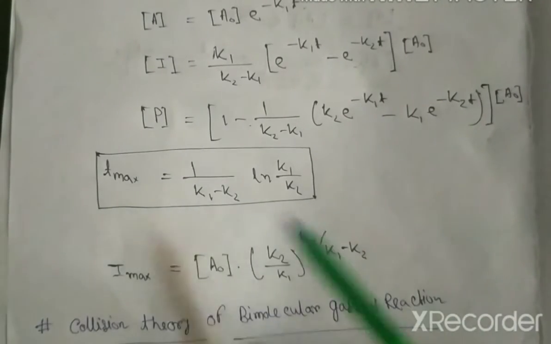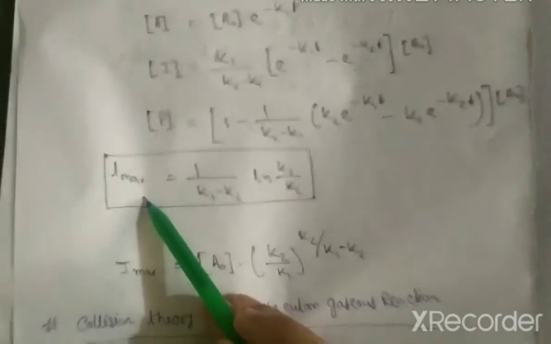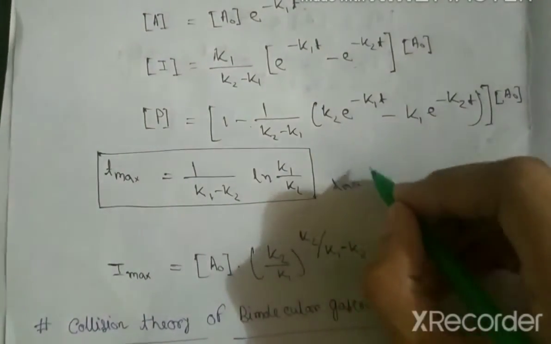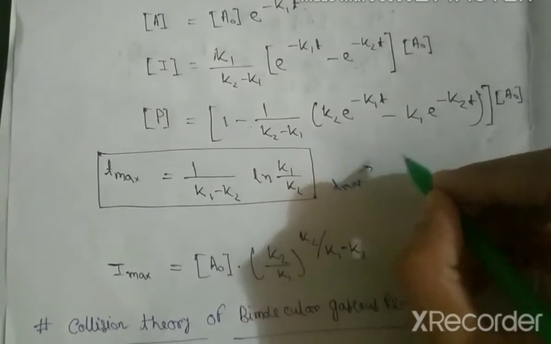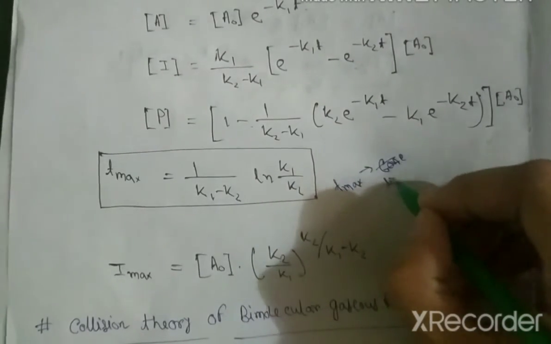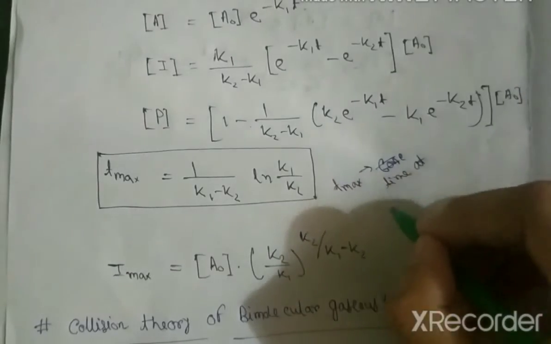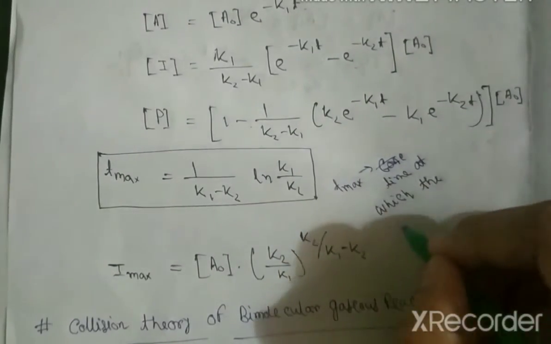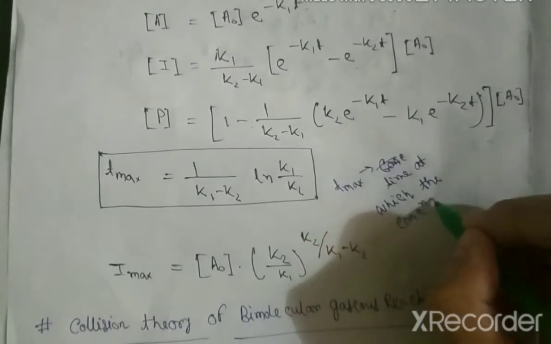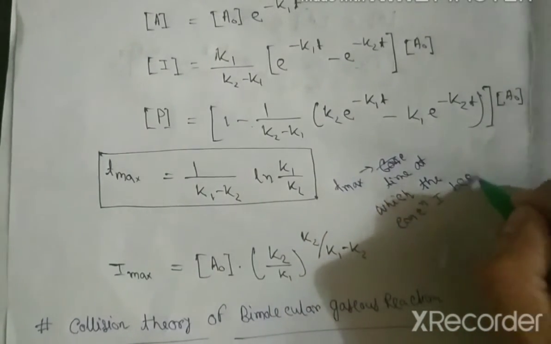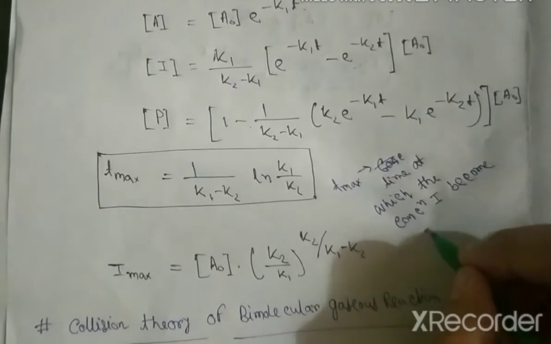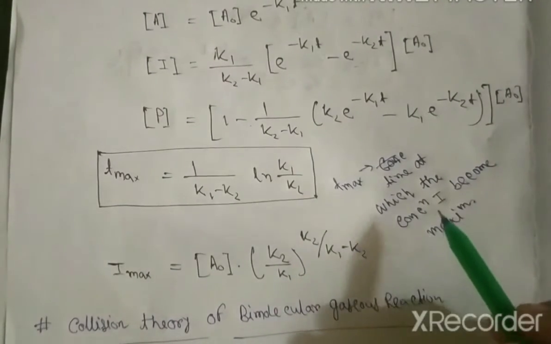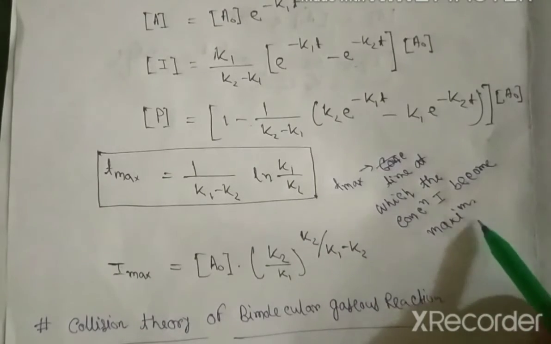Now we come to t max. What is t max? t max is the time at which the concentration of I becomes maximum. Okay, t max is the time at which the concentration of I becomes maximum.